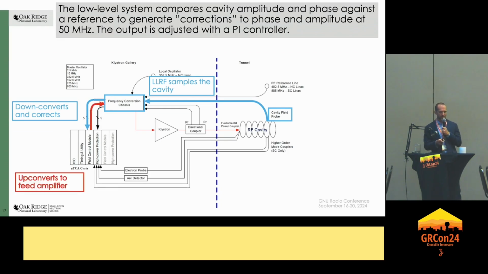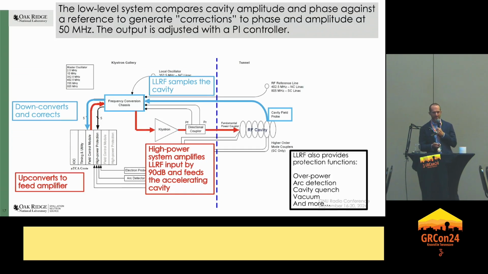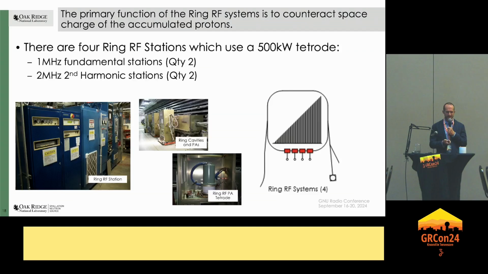The output of what we call the field control module then gets up-converted back to the fundamental. The fundamental is amplified using that 90 dB amplifier we just talked about, and ultimately provides power to the cavity. And there is your control loop for the cavities. Also, it does provide some protection functions, just as an aside there. So let's talk a little bit about the ring, and then we'll come towards the end of the talk.